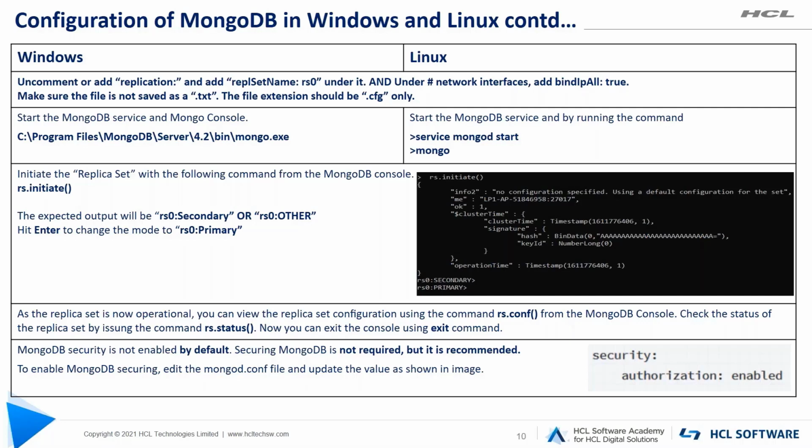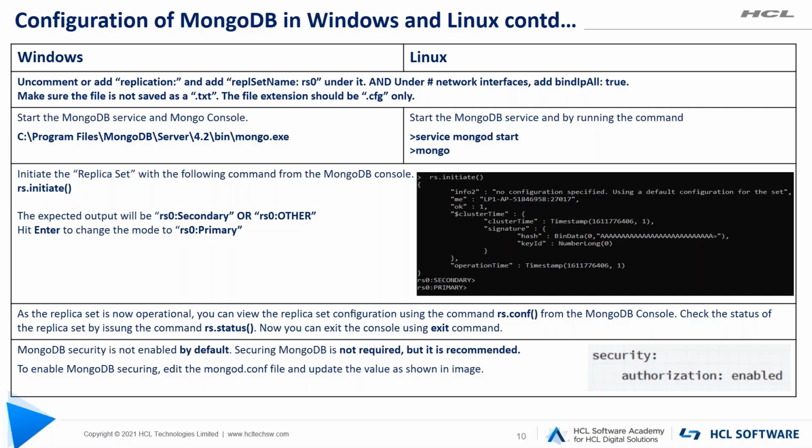So when you're adding the REPL setname and bind IP parameters, make sure to give a double space before the parameter. There should not be any trailing spaces after the parameter. So please mind it, this is the double space, not the tab key.